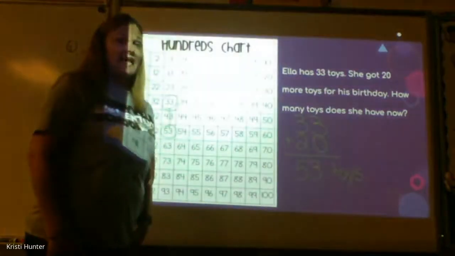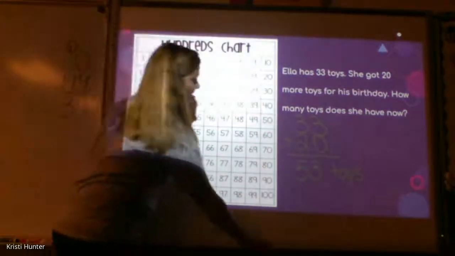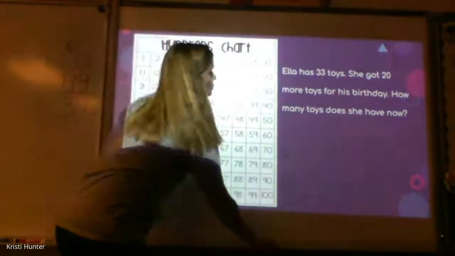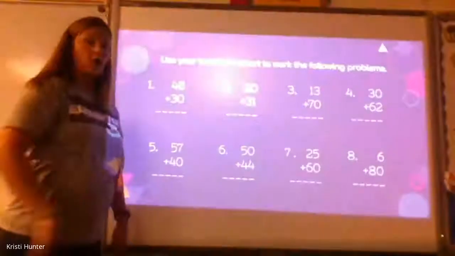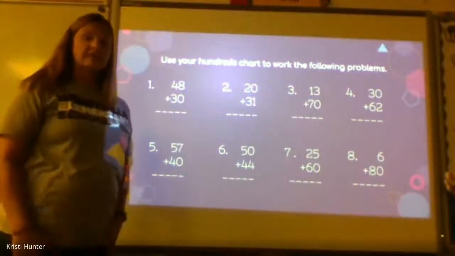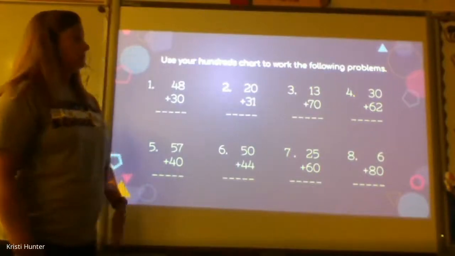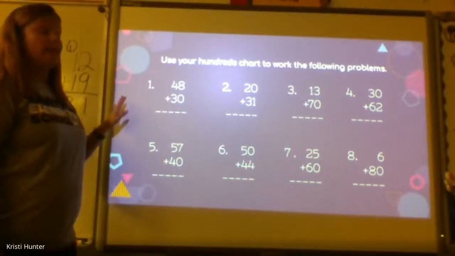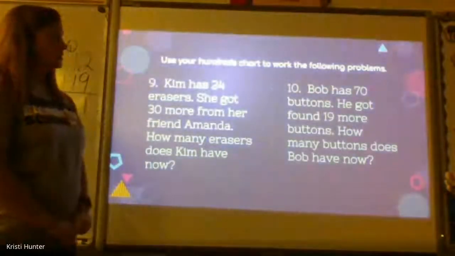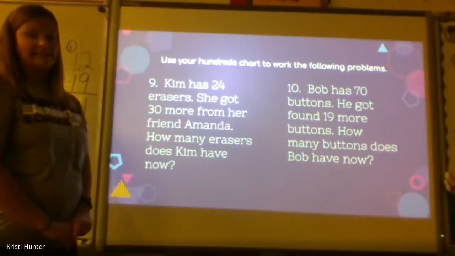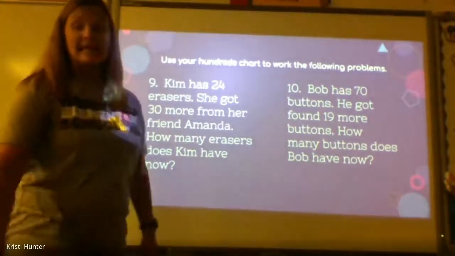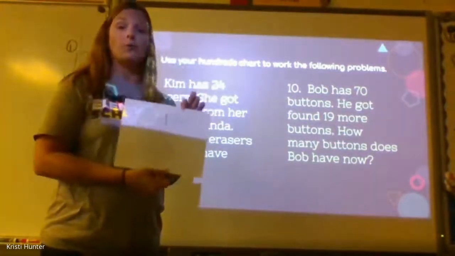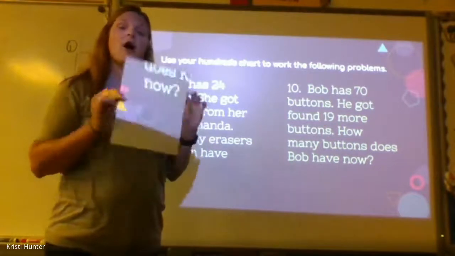All right, it is now your turn to do some practice. So these next problems are yours to begin working out. You may use the strategy of the hundreds chart, or if you would just like to add the 2 digits together, you're welcome to. Please work out 1 through 8, and then your 2 story problems, 9 and 10. Please write these answers on the back of your fact sheet, and you will have all your math work for Monday on one page.